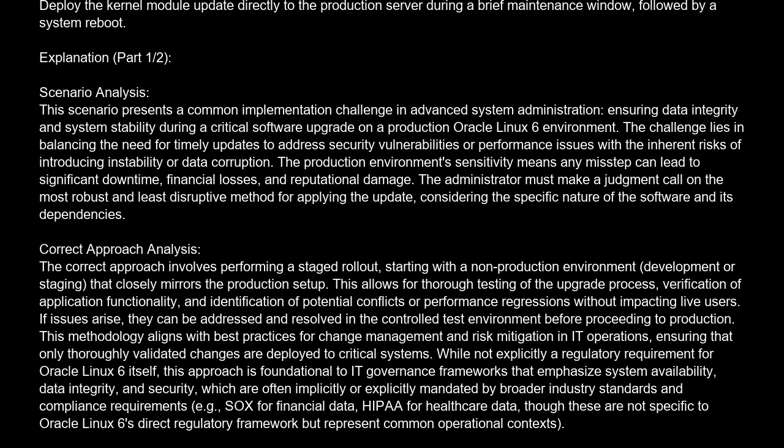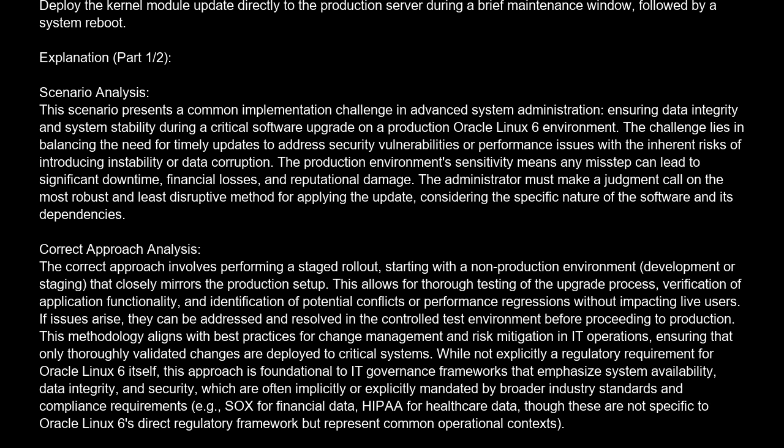The administrator must make a judgment call on the most robust and least disruptive method for applying the update, considering the specific nature of the software and its dependencies. Correct approach analysis. The correct approach involves performing a staged rollout, starting with a non-production environment, development or staging, that closely mirrors the production setup.